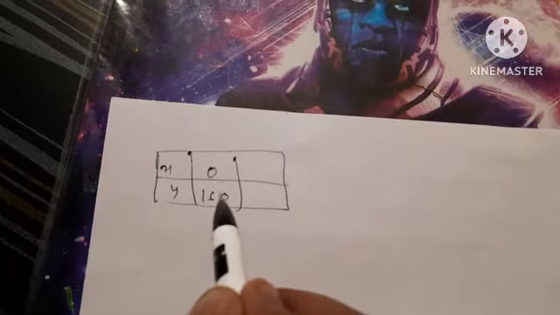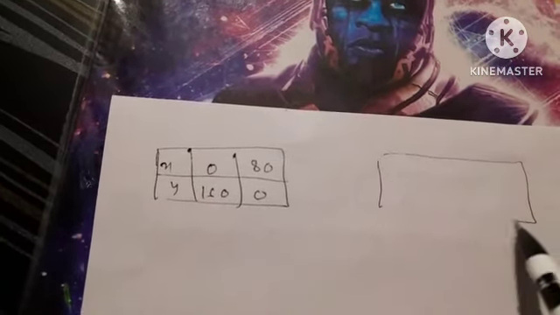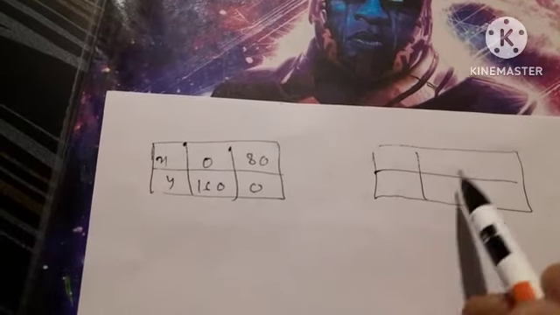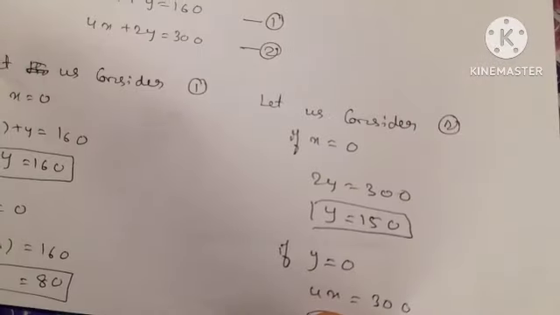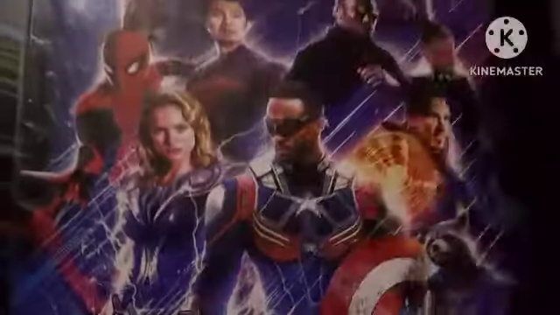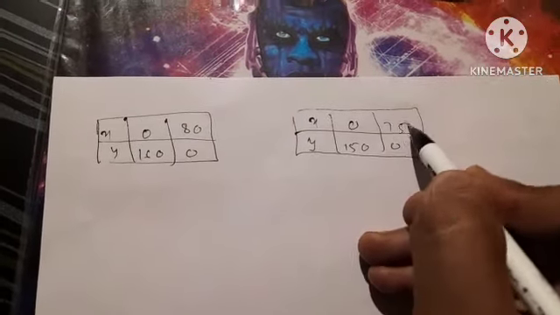So when we make the boxes, for the first equation, if x is 0, we get y as 160, and if y is 0, x as 80. For the second equation, if x is 0, y is 150, and if y is 0, x is 75. So now we need to plot this. Let us see how we do that.